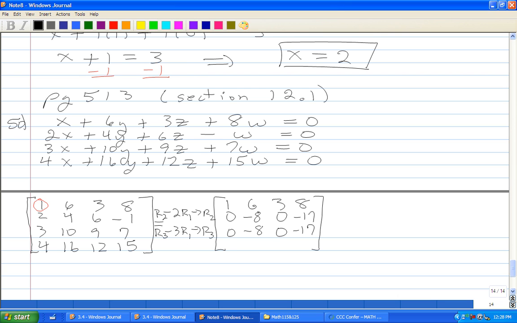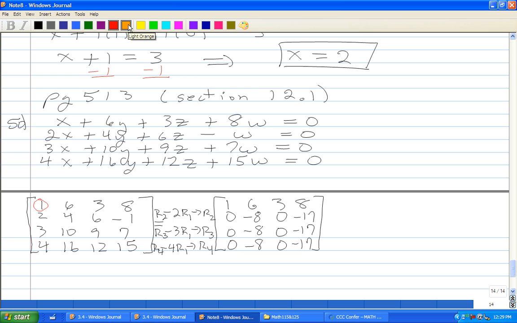Let's try to make this last one 0. So let's take the fourth row, subtract from it 4 times the first row, give me a new fourth row. 4 minus 4 is 0. 16 minus 24, negative 8. 12 minus 12, 0. 15 minus 32, negative 17. Okay.